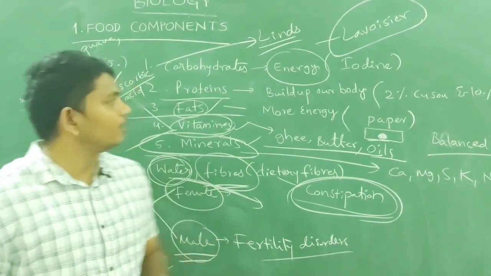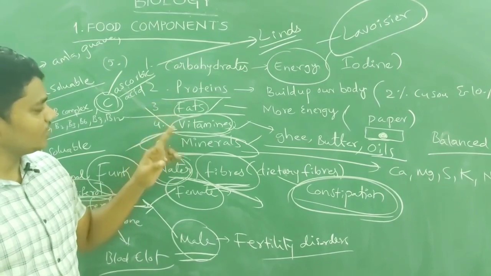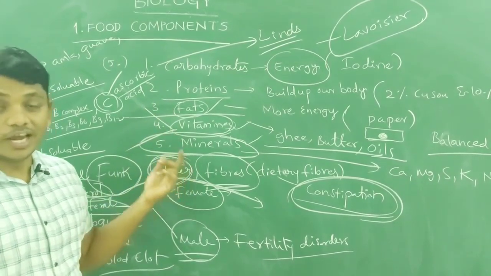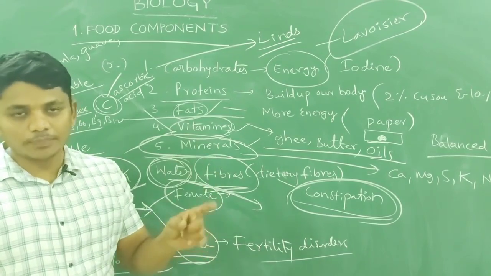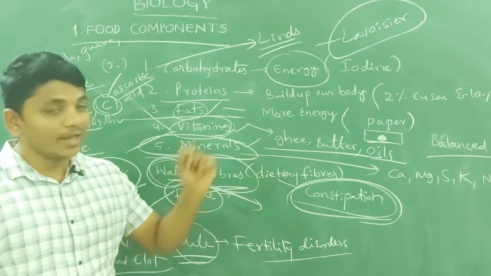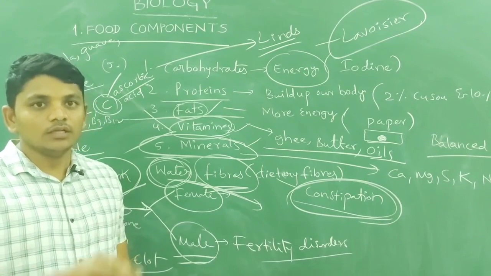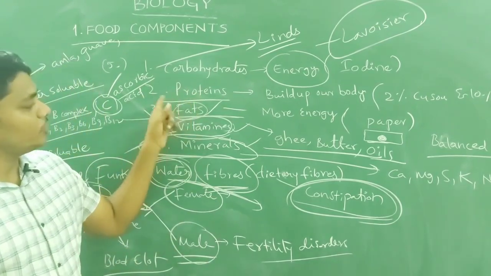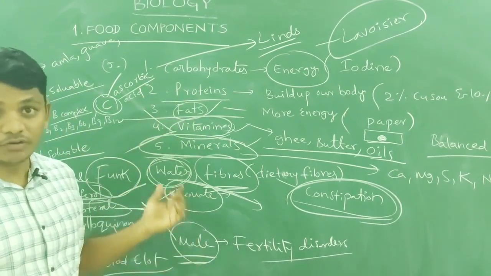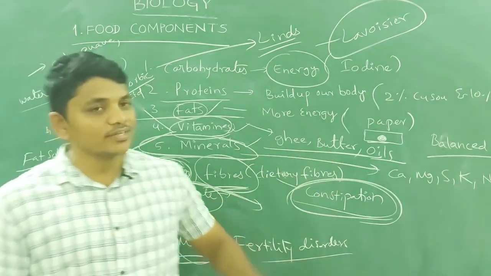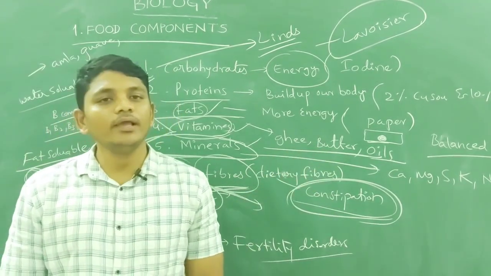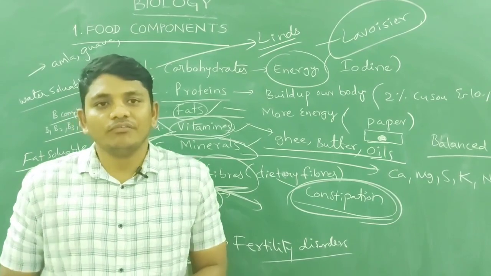In the balanced diet, carbohydrates, proteins, fats, vitamins, minerals, water and fibers are all available. If any one of these is absent, that is not called a balanced diet. In the balanced diet, there should be carbohydrates, proteins, fats, vitamins and minerals, water and fibers also. Okay, if we take a balanced diet, our body activities will happen in a proper way.